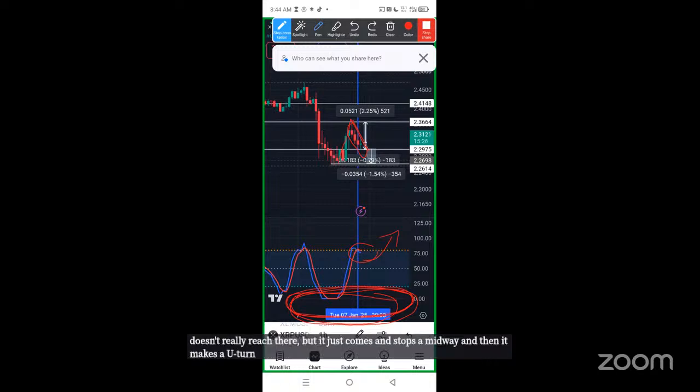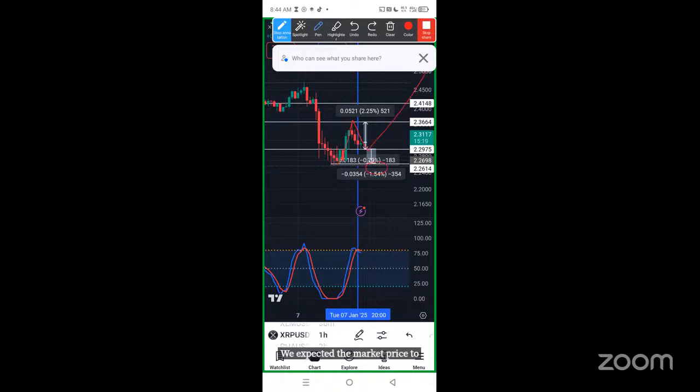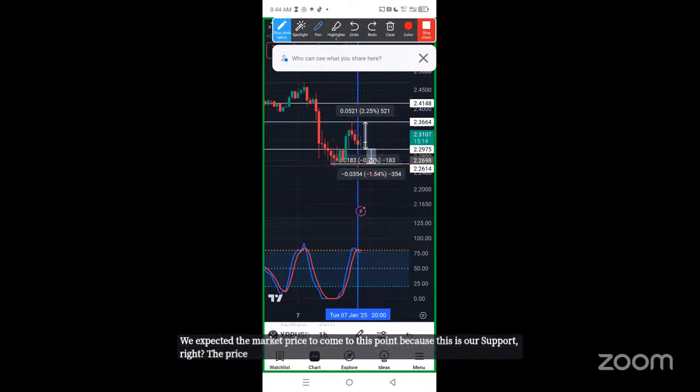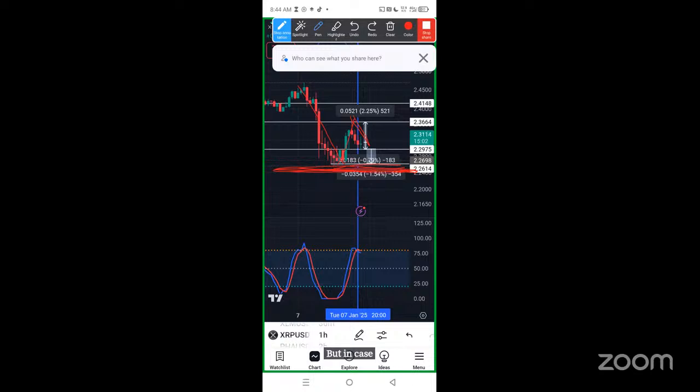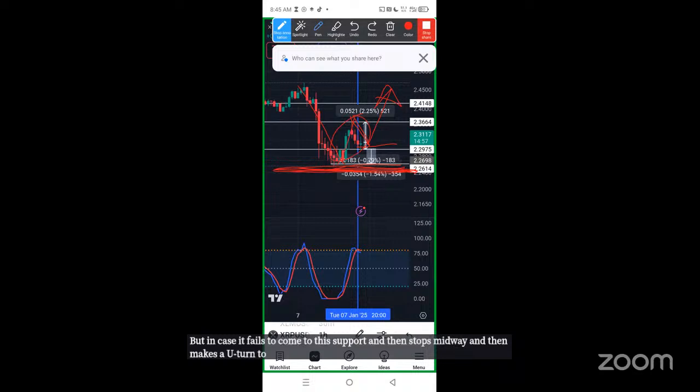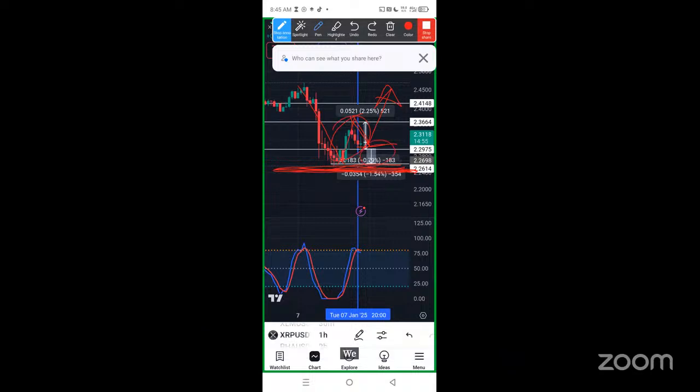And in this kind of movement, this is the kind of movement we expect, right? We expected the market price to come to this point because this is our support. The price came like this and it was supported around this region. Now it went up, okay? And it is pulling back. We expect it to come to this support. But in case it fails to come to this support and stops midway and makes a U-turn to maintain this trend, we call this scenario a failure swing.